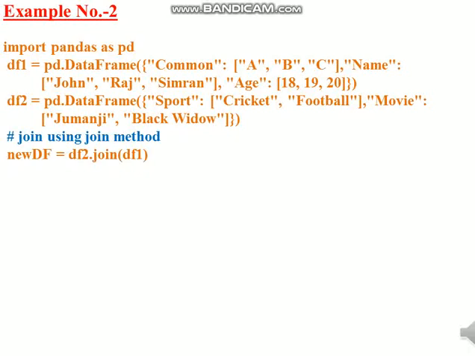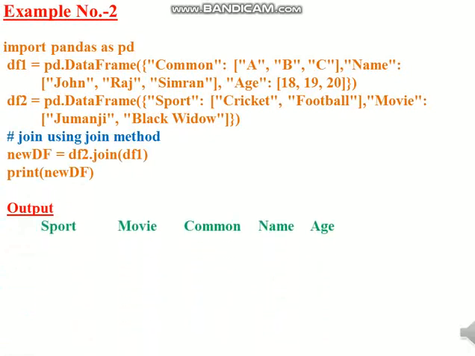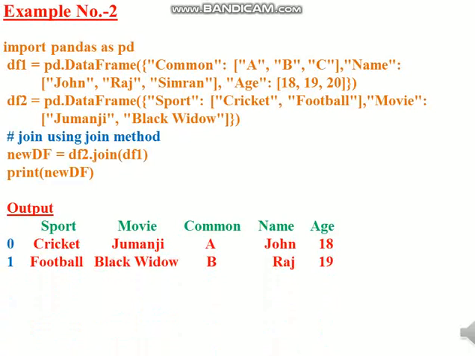Definitely it's a join operation, so values will appear horizontally. So the sports and movie columns, available in the second data frame, appear first, and name and age after that. That's why we called it earlier: df2 values will appear first, then df1. In the first column, cricket and football as the values. In the second column, Jumanji and Black Widow as the values. In the third column, A and B as the values. In the next column, John and Raj as the values. And in the last age column, 18 and 20 as the values. And index once again 0 and 1.